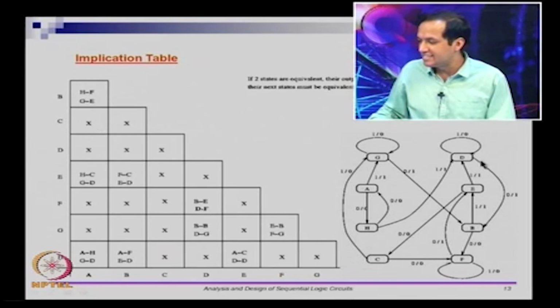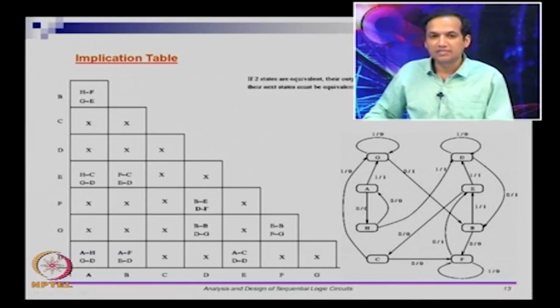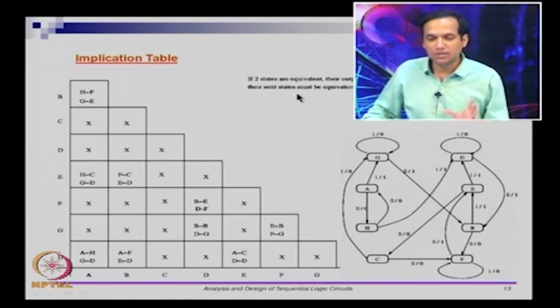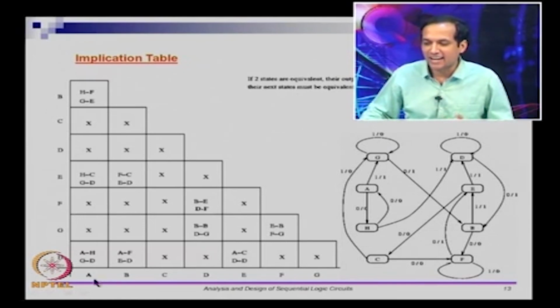Similarly, you go and look at A and D. So on 0 it produces 0, on 1 it produces 1, D on a 0 produces 1 and on a 1 it produces 0, which means A and D cannot be equivalent. You mark an X here. So you keep marking all these X's wherever you know for sure that they cannot be equivalent by the definition of equivalence. The equivalence definition says their outputs must be the same and their next states must be equivalent. So the outputs are not the same for A and C, A and D, A and F, A and H and so on. Now what you have is what is called an implication table.